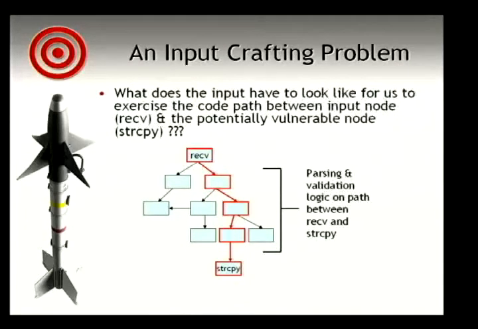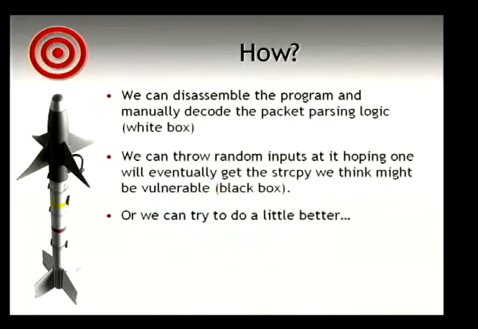So the question is, what does the input have to look like for us to exercise that code path that leads between the receipt of our input from the user through the packet and exercising that vulnerable string copy on some code path? So how can we figure this out?